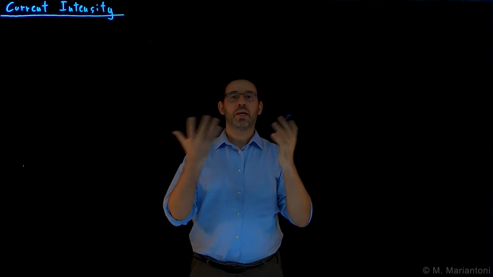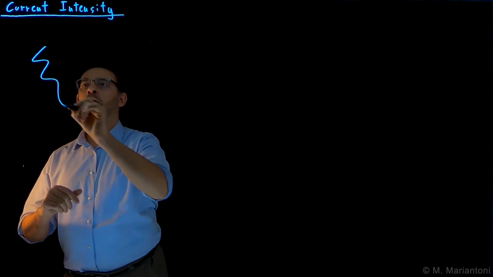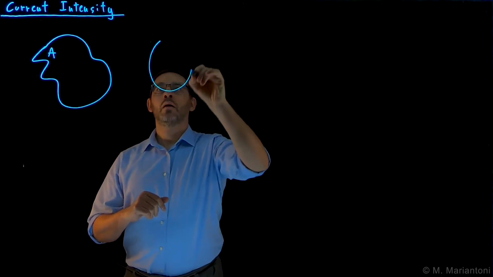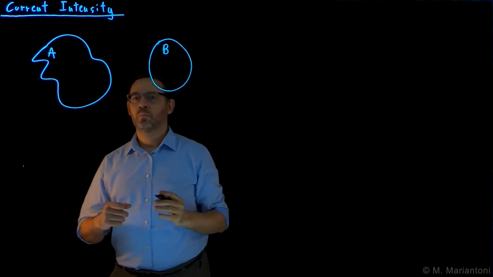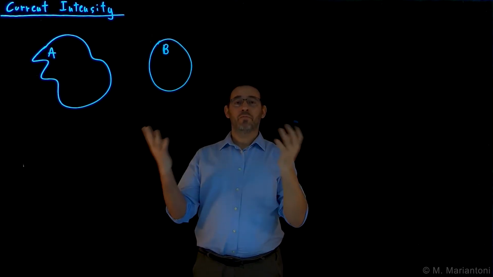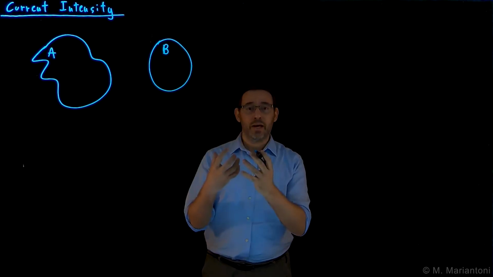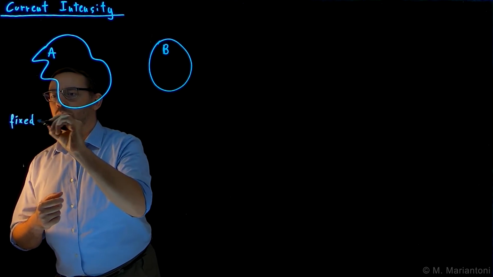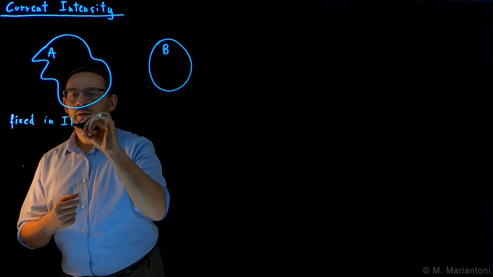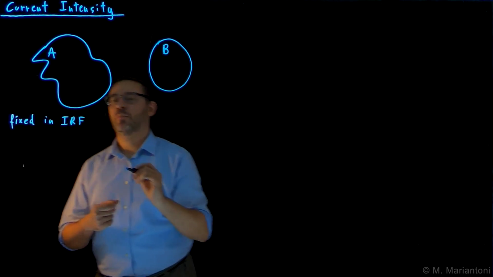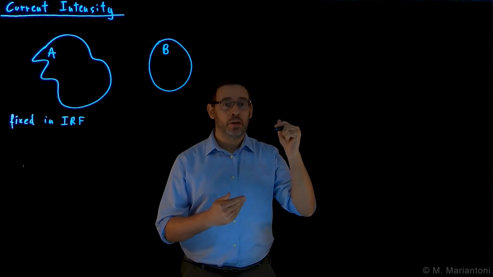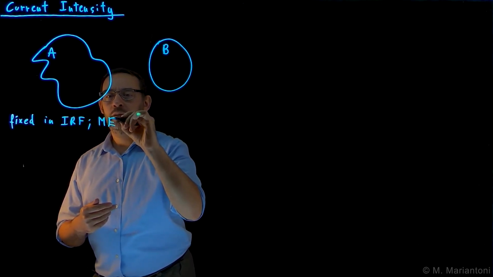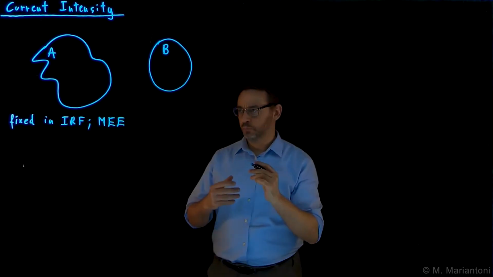Consider two conductors in vacuum, A and B. These two conductors are in vacuum and are fixed in an inertial reference frame F. In addition, they are in macroscopic electrostatic equilibrium, MEE.